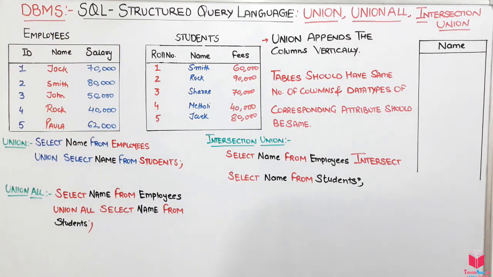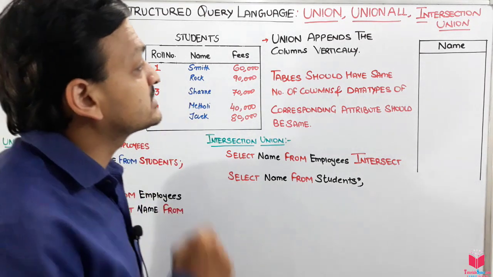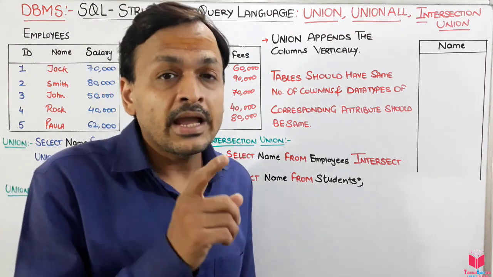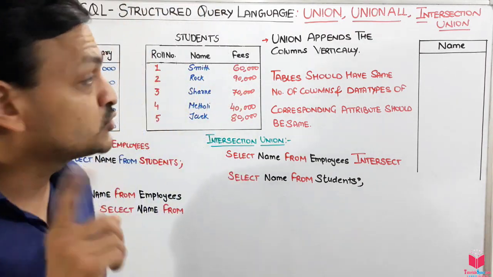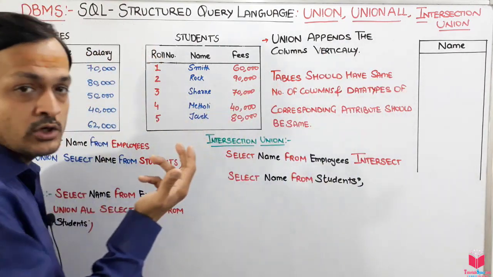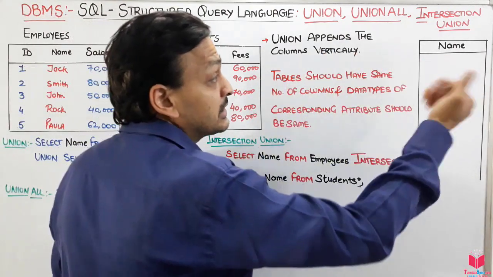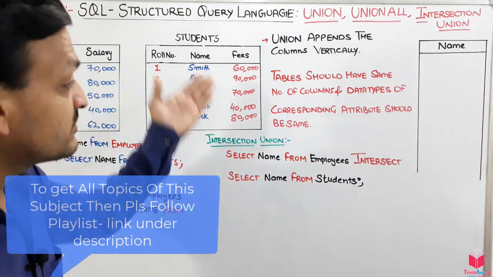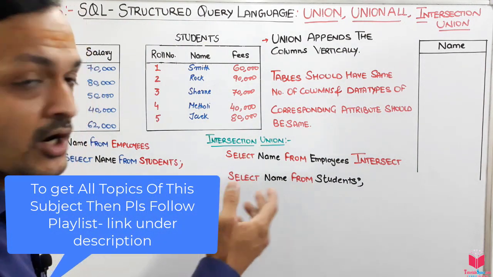First of all, we have to see that union appends the columns vertically. As we learned in the join section, the columns are appended horizontally: we match two column values and append their values horizontally, but union will append the values vertically. Okay guys, we will see how.